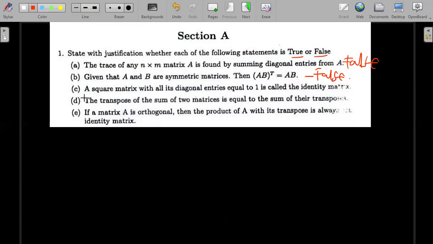So C, they're saying a square matrix with all its diagonal entries equal to 1 is called the identity matrix. Is that statement true or is it false? A square matrix with all its diagonal entries equal to 1 is called the identity matrix. Is that true or false? Anyone who can try?